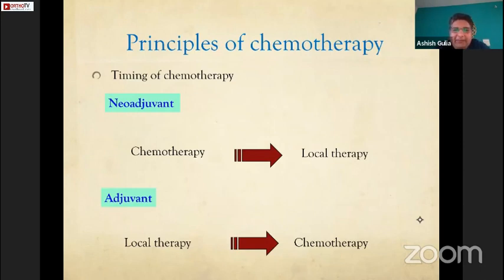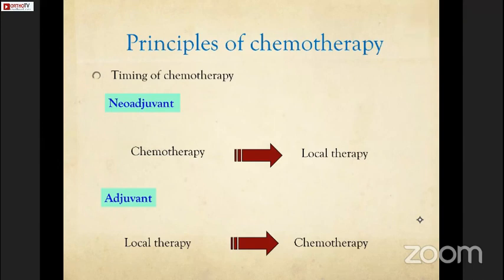As I briefly mentioned while describing the sequence of the treatment, usually the local therapy or the surgery is combined with neoadjuvant and adjuvant therapy. Neoadjuvant is the therapy which is given prior to the local therapy, and adjuvant is one which is given after complete removal of disease or completing the local therapy.